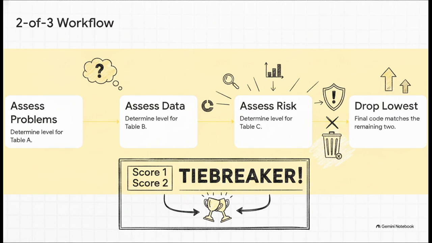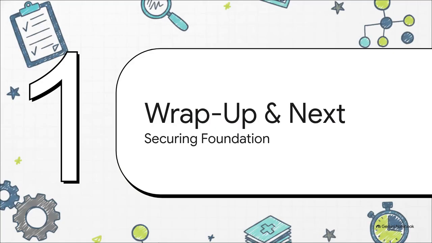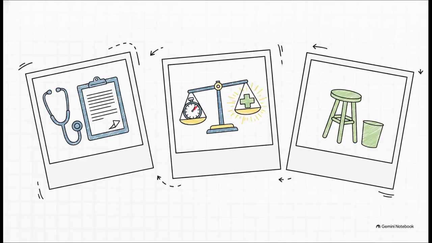I always like to think of it as a best 2 out of 3 tiebreaker in a game. You figure out all 3 scores, you toss out the worst one, and the 2 that remain dictate your final victory, or, in our case, your final E&M level. Finally, the wrap-up and what's next. Securing the foundation. You now officially have the structural blueprint for how evaluation and management codes are built and calculated.